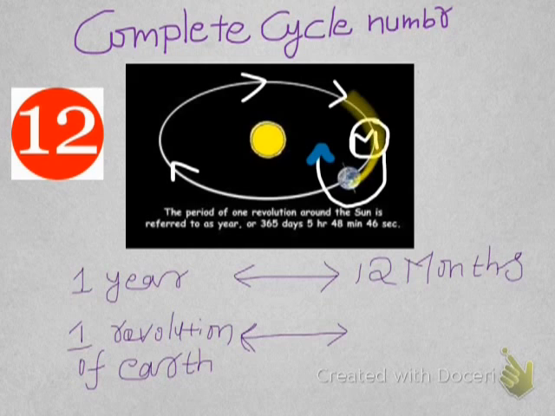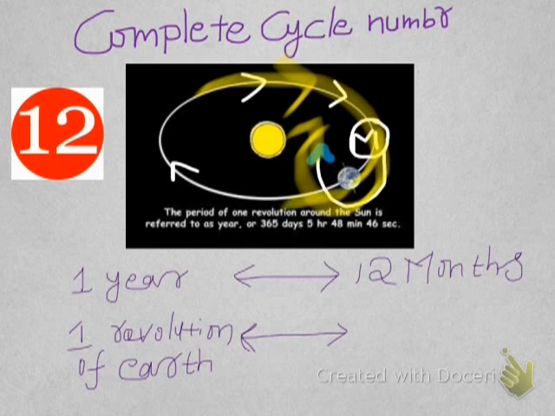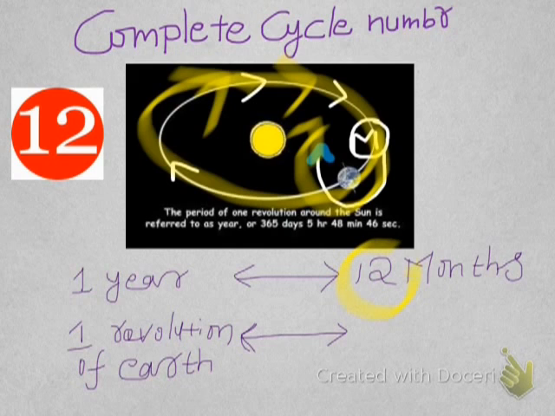While the earth is revolving around the sun, the moon is revolving around the earth, and by the time the earth completes one full revolution around the sun, the moon makes 12 complete revolutions around the earth. So this 12 is coming from this relationship.